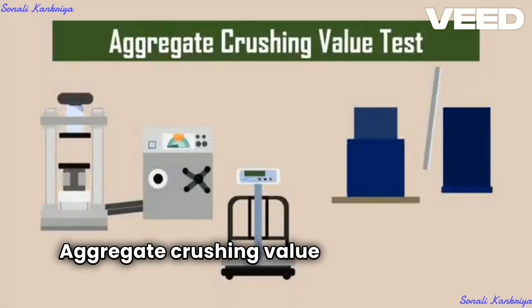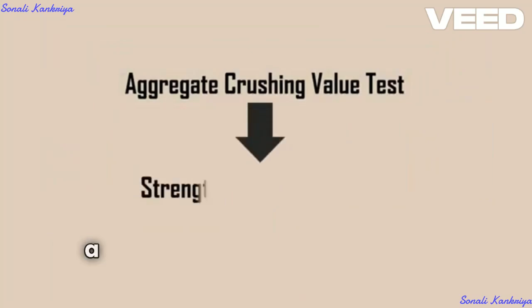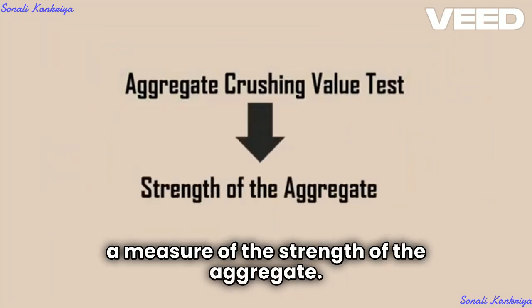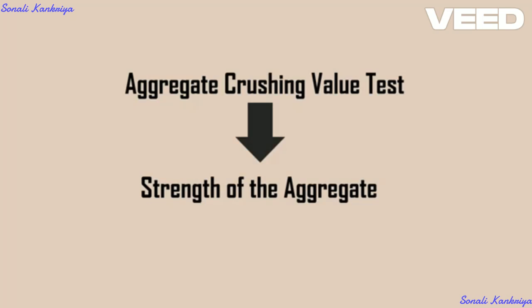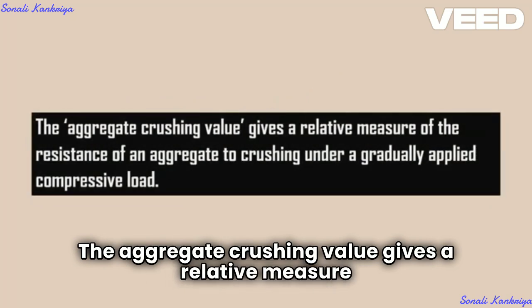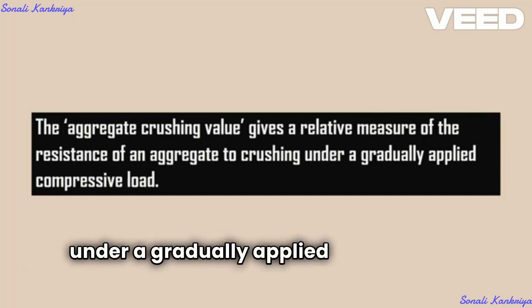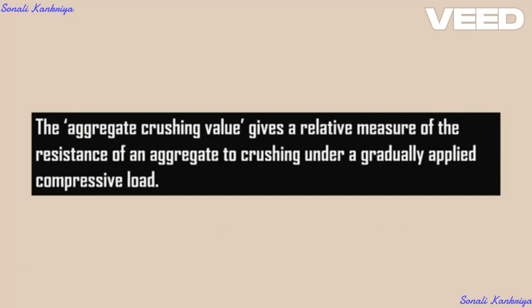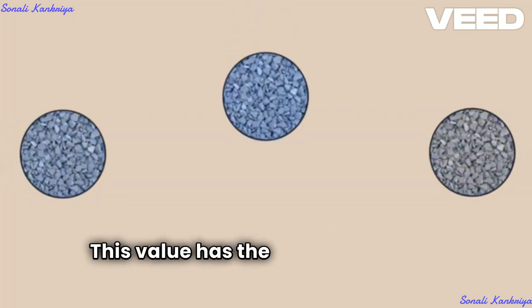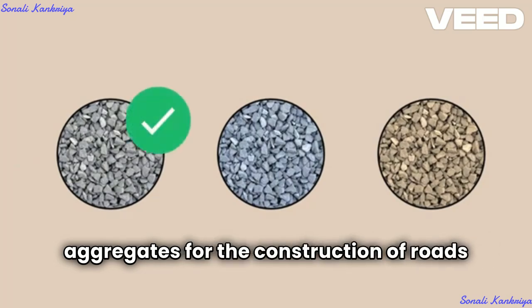Aggregate crushing value test. Aggregate crushing value is a measure of the strength of the aggregate. The aggregate crushing value gives a relative measure of the resistance of an aggregate to crushing under a gradually applied compressive load. This value has an important role in choosing aggregates for the construction of roads and pavements.